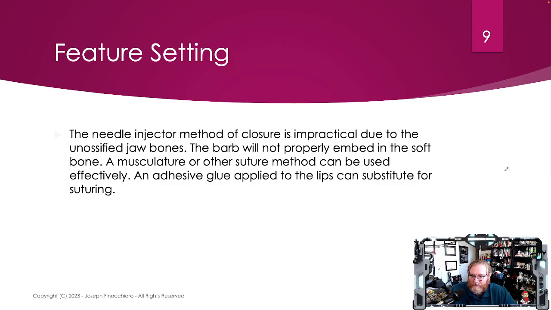The needle injector method of closure is impractical due to the unossified jaw bones. The barb will not properly embed in the soft bone. A musculature or other suture method can be used effectively. An adhesive glue applied to the lips can substitute for suturing.